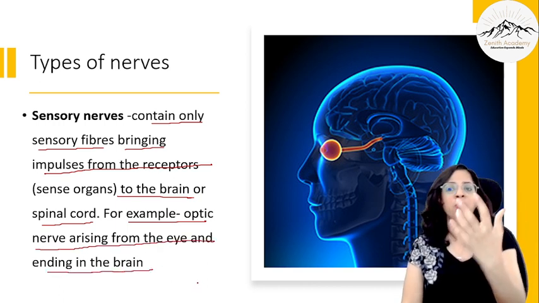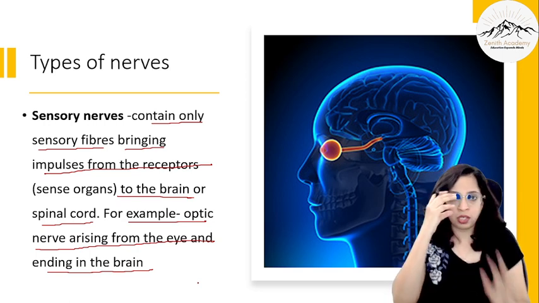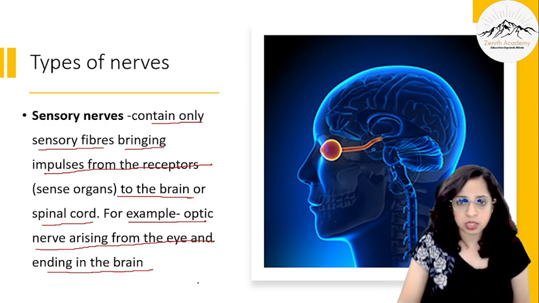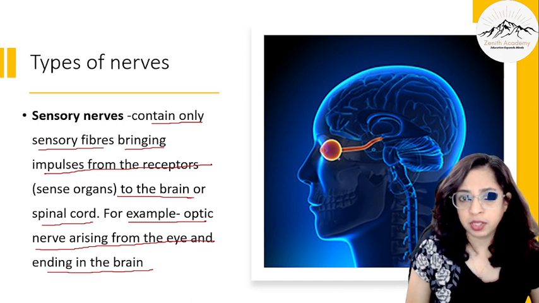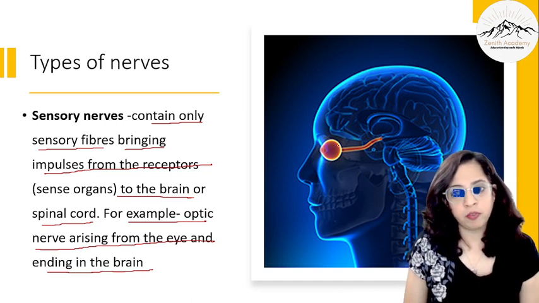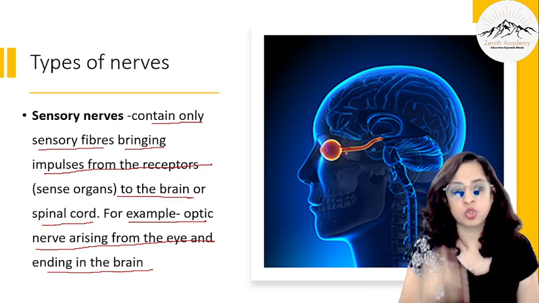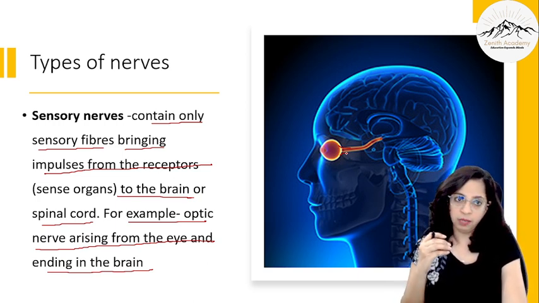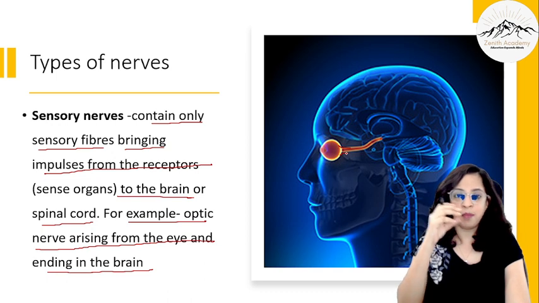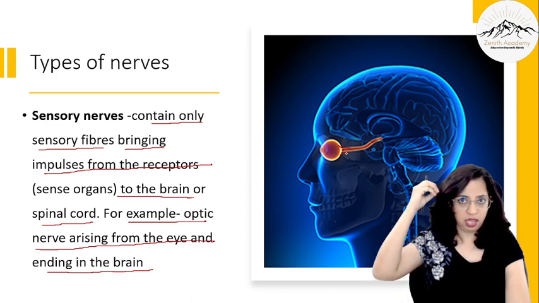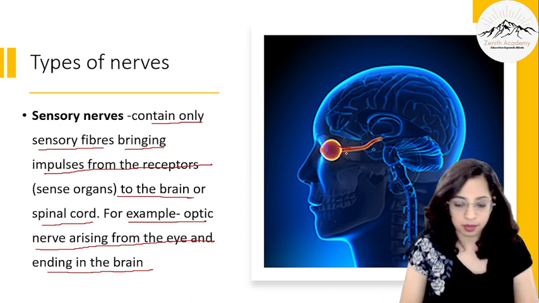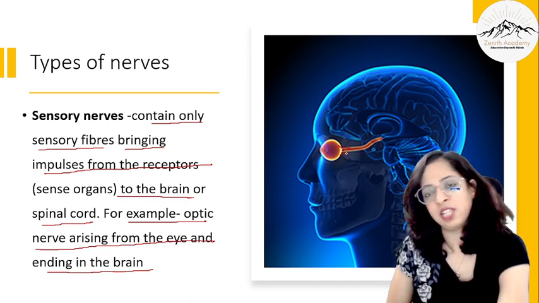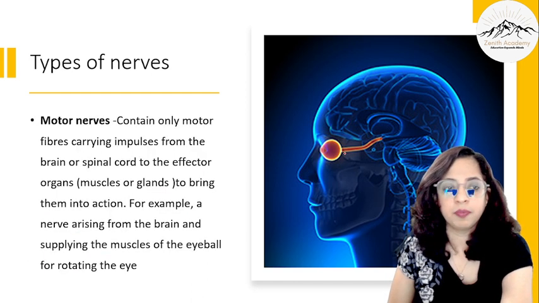You know, why are you able to see a particular thing? Because of the optic nerve. Whenever you draw the diagram of an eye, you have always drawn the optic nerve, remember? So the optic nerve is a sensory nerve. It contains sensory fibers only and it takes the impulses from the eye and sends them to the brain. Okay, so an example of a sensory nerve can be the optic nerve.